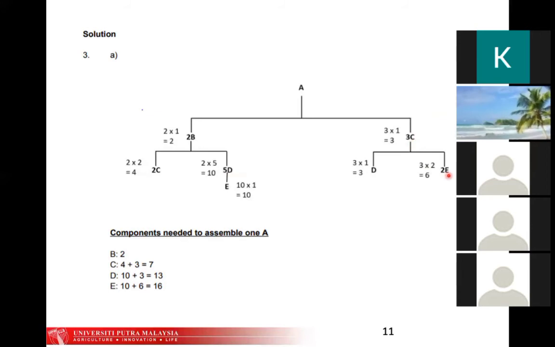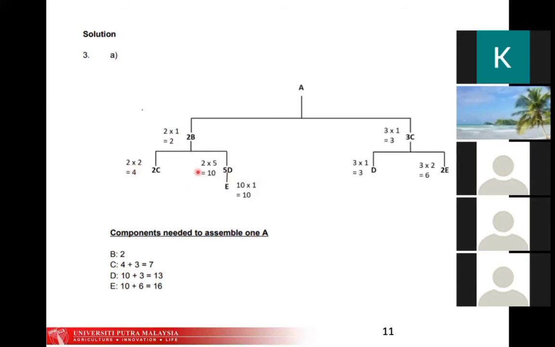So the way to do the calculation is, for the first level, 2B is needed to assemble 1A. So 2 times 1 would equal 2. For the second level, you can see that 2 Cs and 5 Ds are needed to make 1B. So 2 times 2 equals 4 because 2C is needed for 1B. So if it's 2B, you will need 4 Cs.